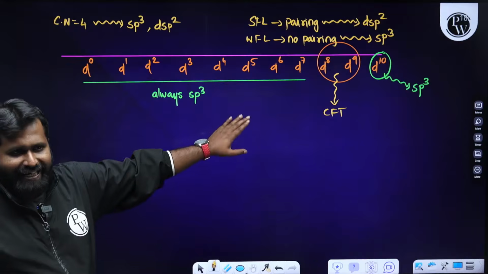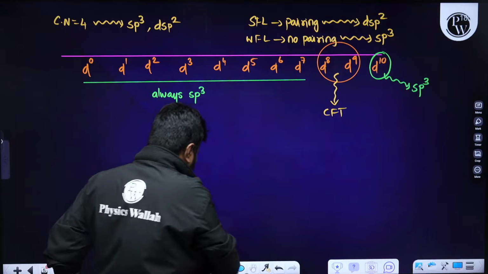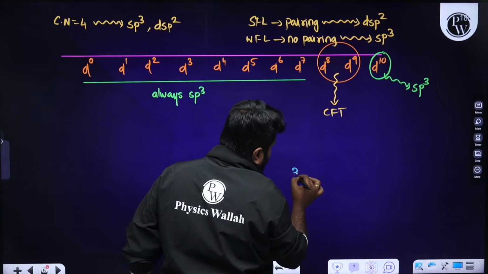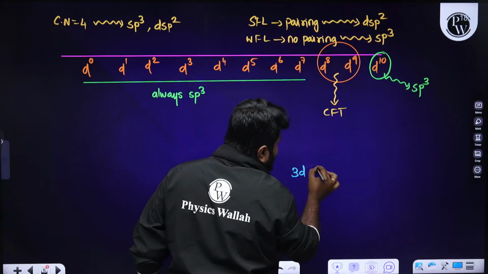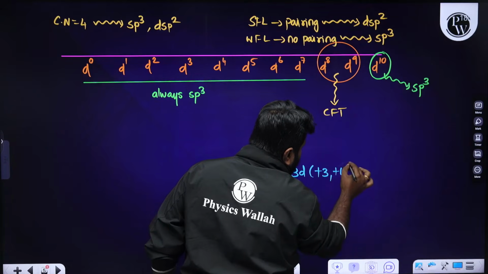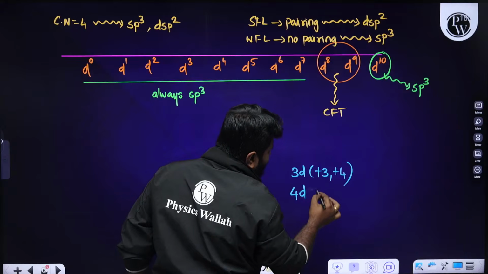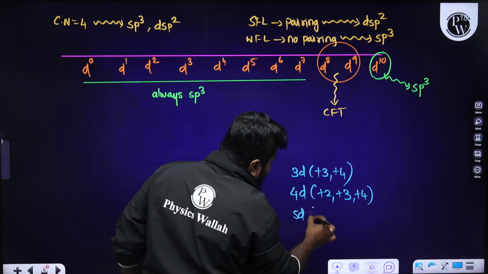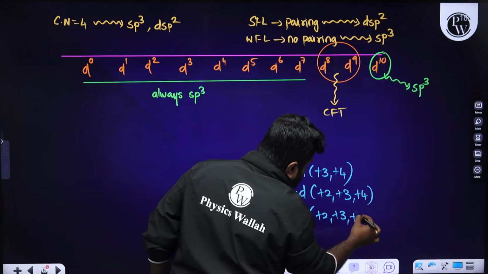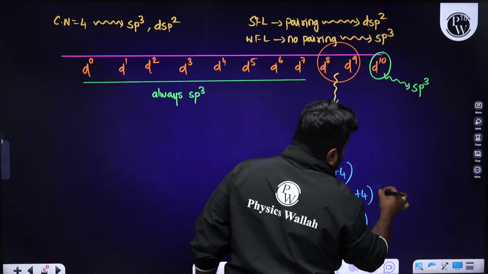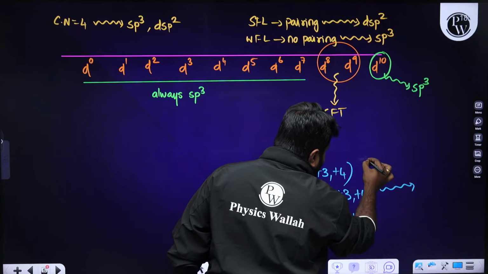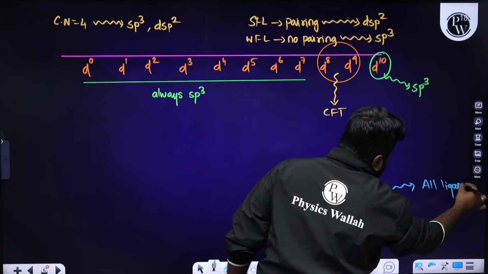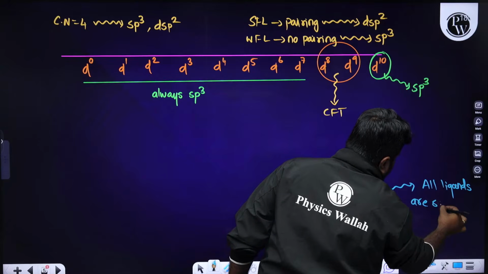When it comes to d8, d9, once again CFT theory. Look at which series the central metal atom belongs to. If the central metal atom belongs to the 3d series present in +3, +4 oxidation state, 4d series metal present in +2, +3, +4 oxidation state, 5d series metal present in +2, +3, +4 oxidation state, then automatically in all these cases, all ligands are strong field ligands.